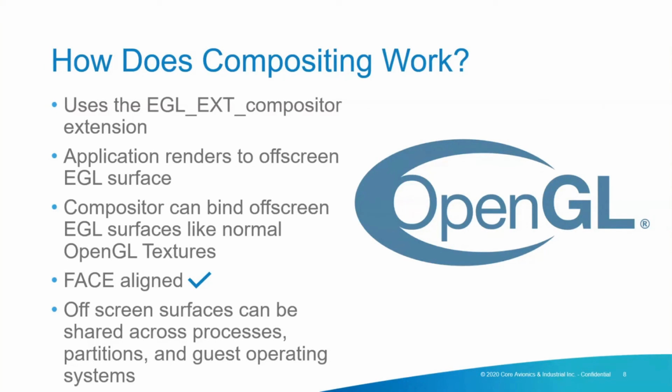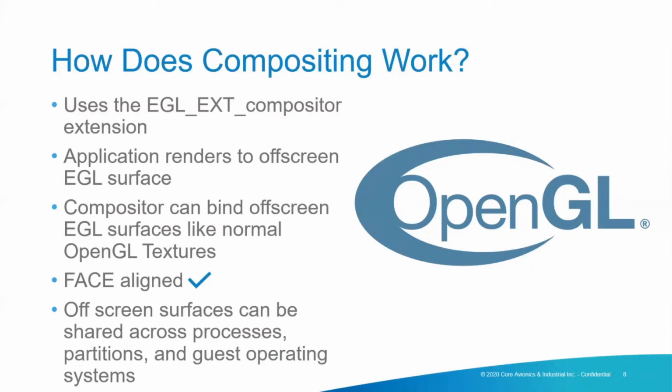So the way this works in OpenGL is that a compositor application allocates several surfaces for an off-screen application to use. The way the off-screen application accesses those surfaces is that each surface has an ID associated with it, and they will request that surface with that ID at initialization, and the driver will give it that surface. This surface can, like Vulkan, be shared across processes, partitions, and guest operating systems.